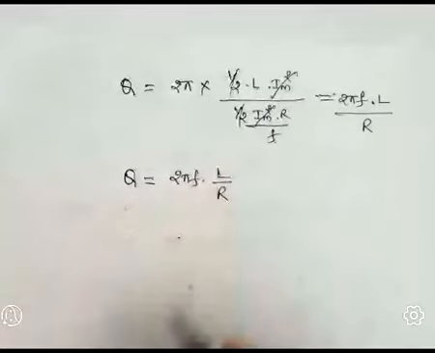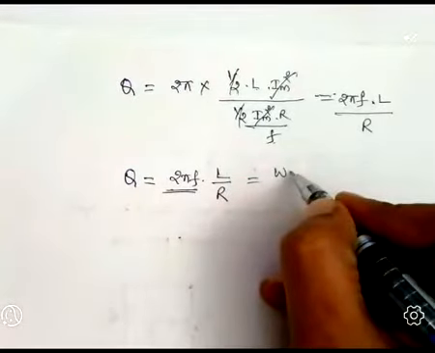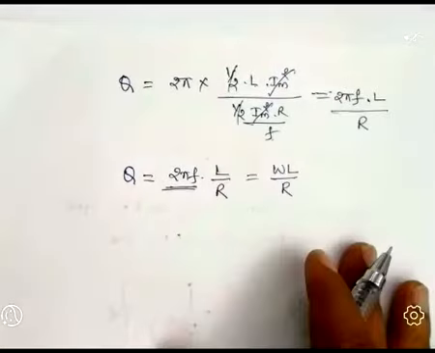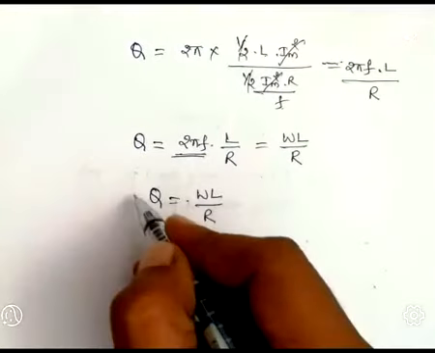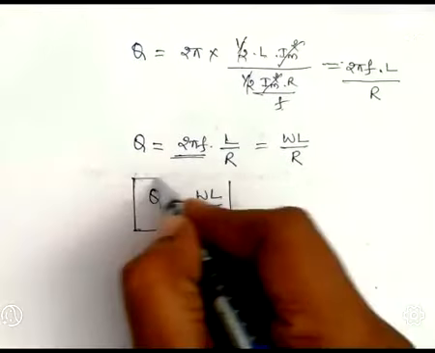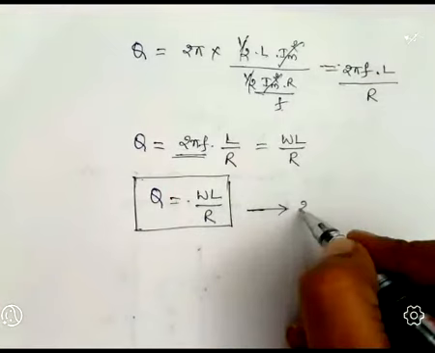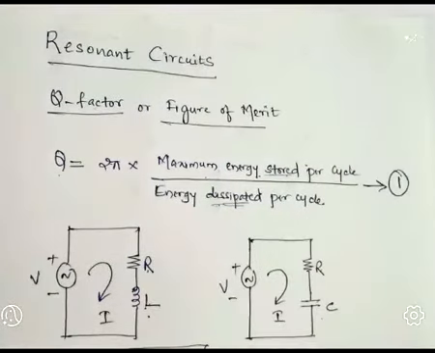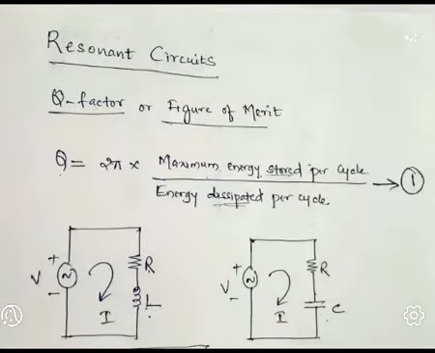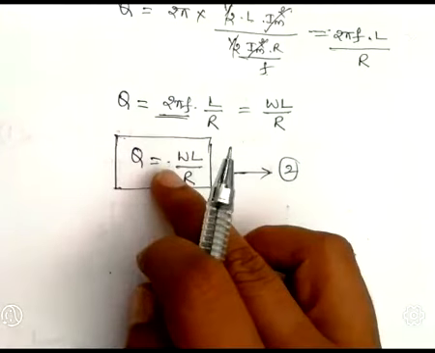What is 2 pi f? We can write it as omega, so omega L divided by R. Hence, this is the formula for calculating the quality factor of resonant circuits: Q equal to omega L by R. I am going to represent this as equation 2, and the earlier formula as equation 1. Is it clear? This is the quality factor of a resistor with an inductor.